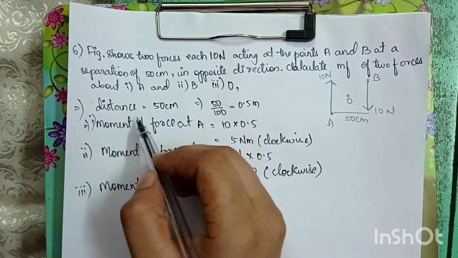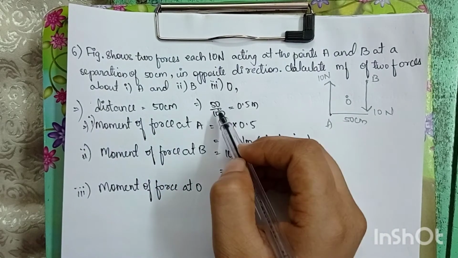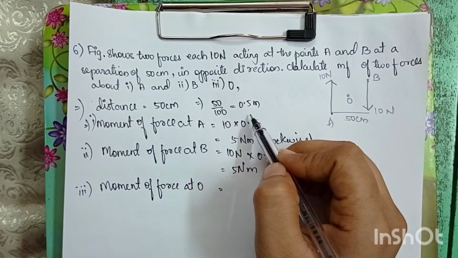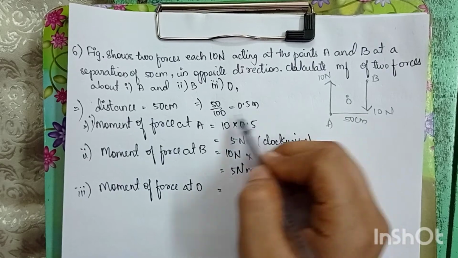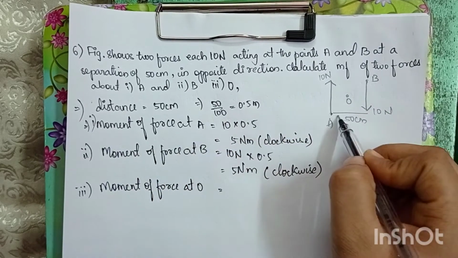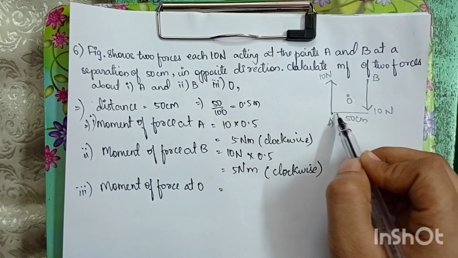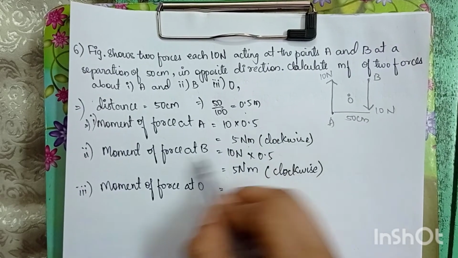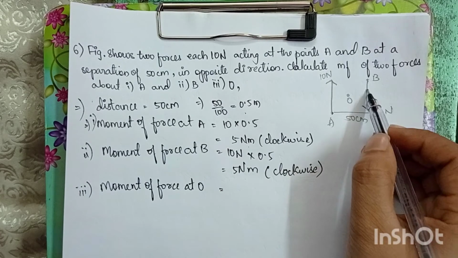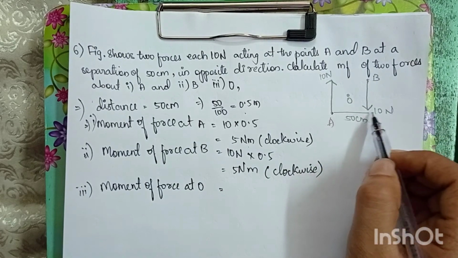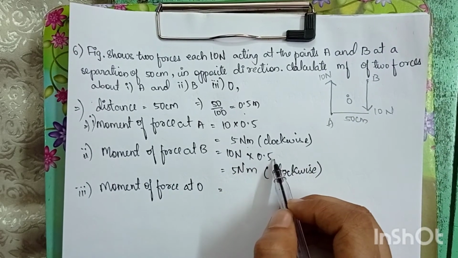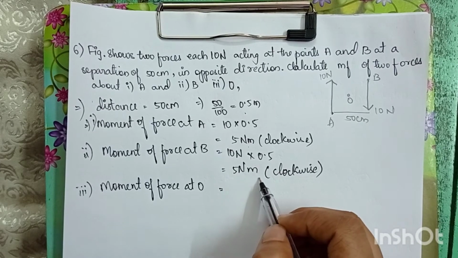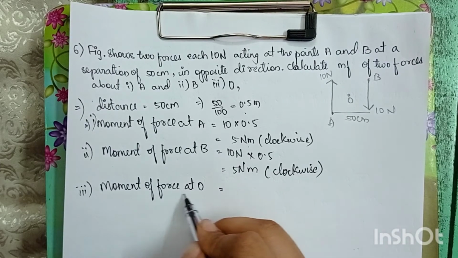So first we are converting the distance 50 centimeter into meter. So 50 divided by 100, which will be 0.5 meter. Then moment of force at A is, force is 10 Newton and the distance is 0.5, so we are multiplying, 5 Newton meter clockwise. And then moment of force at B, the distance is 0.5 meter and the force is 10 Newton. So 10 into 0.5, which will be 5 Newton meter clockwise. And then moment of force at O.